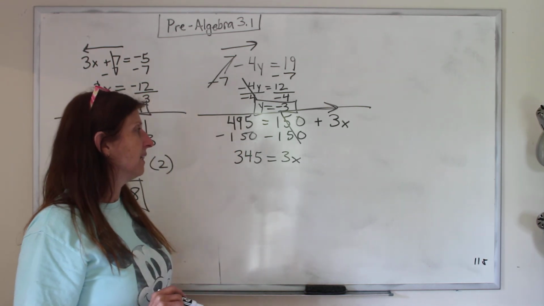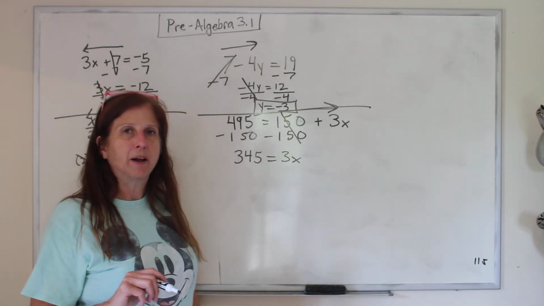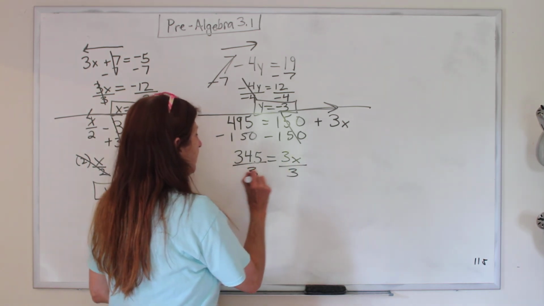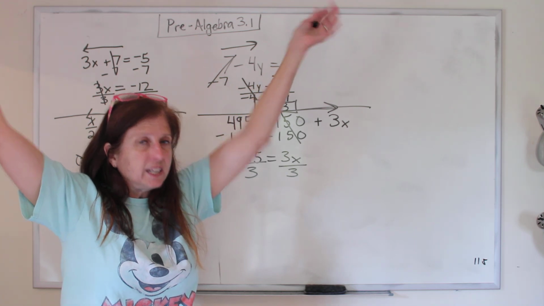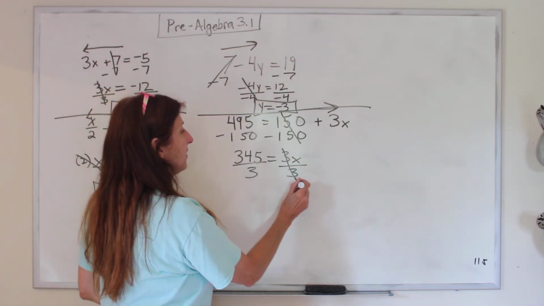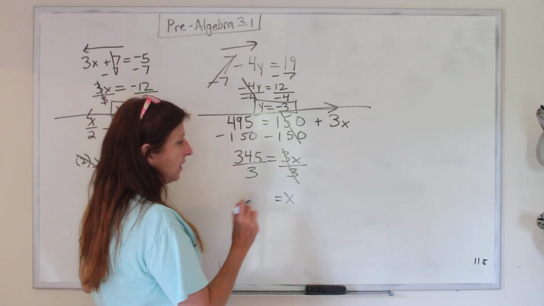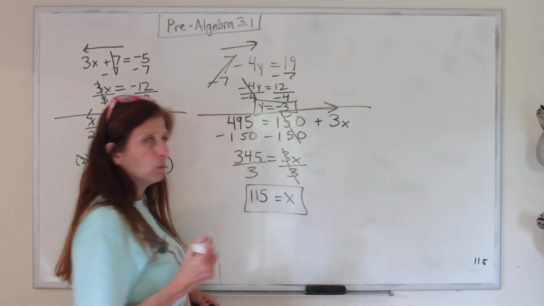Why is x not alone? It's being multiplied by 3. What's the opposite of multiplying by 3? Divide by 3. What I do to one side, I do to the other. Because in math, you're allowed to do anything you want as long as you do it to both sides of the equals. These cancel out. We bring down what we didn't mess with. 345 divided by 3. I would probably do that on the calculator, but I know it's 115.